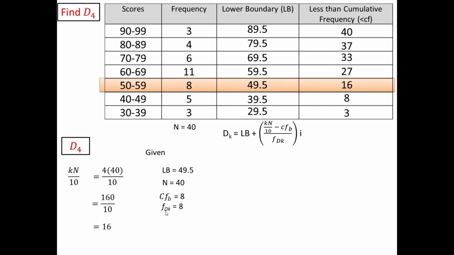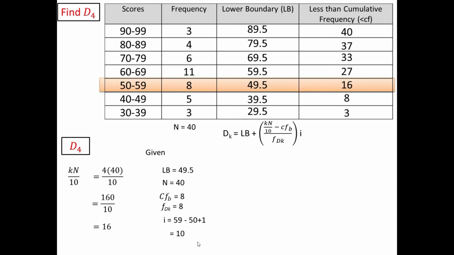Si frequency naman of the decile class, ito yun. Ayan. So, fdk is 8. Then, yung interval natin, pag minusin mo lang yung upper limit by its lower limit, 59 minus 50, then plus 1. So, 59 minus 50 is 9, plus 1 is 10. So, therefore, ang interval natin ay 10.